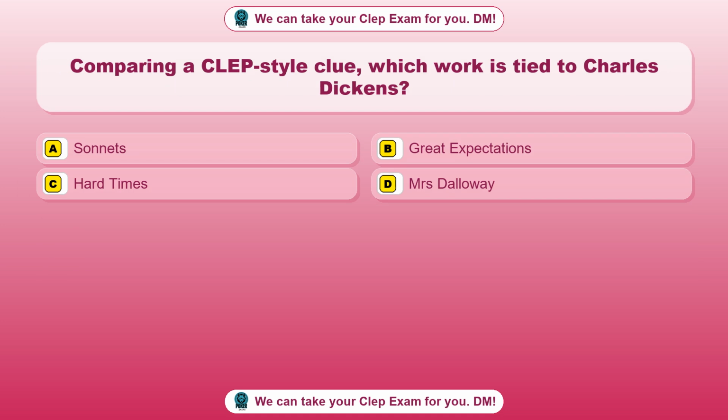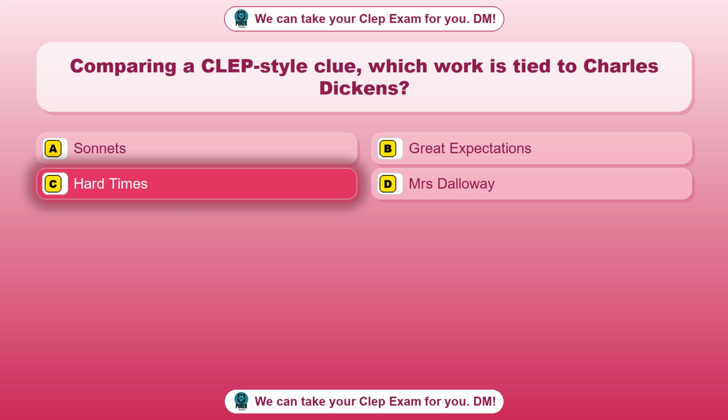Question 93. Comparing a CLEP-style clue, which work is tied to Charles Dickens? Option A. Sonnets. Option B. Great Expectations. Option C. Hard Times. Option D. Mrs. Dalloway. The correct answer is option C.